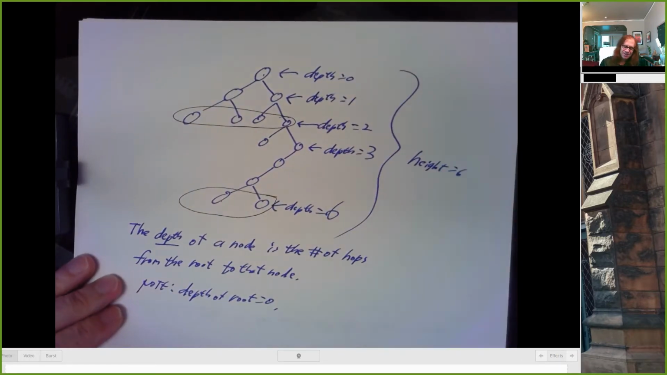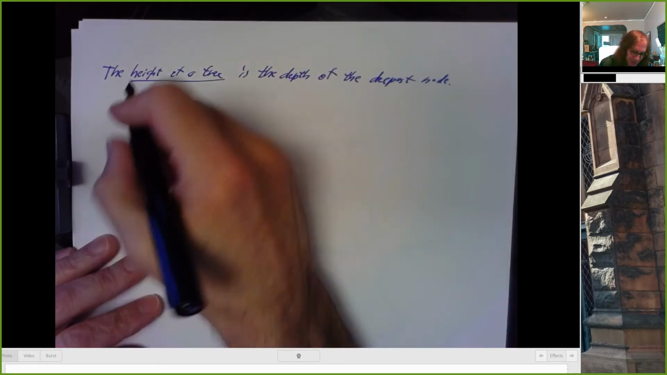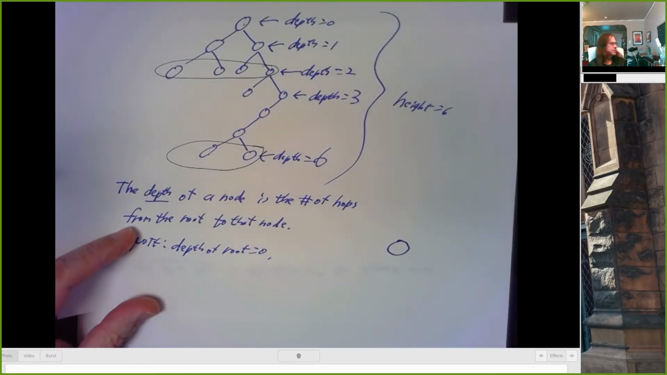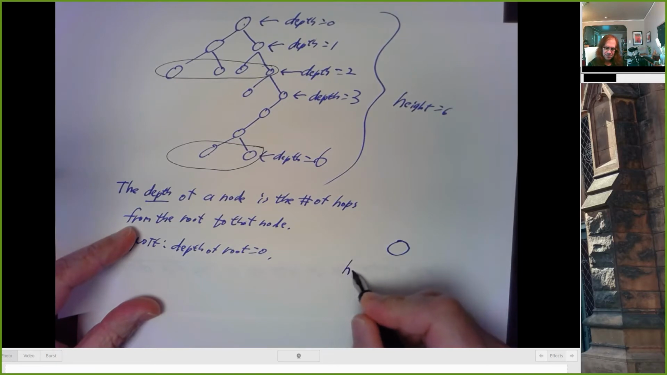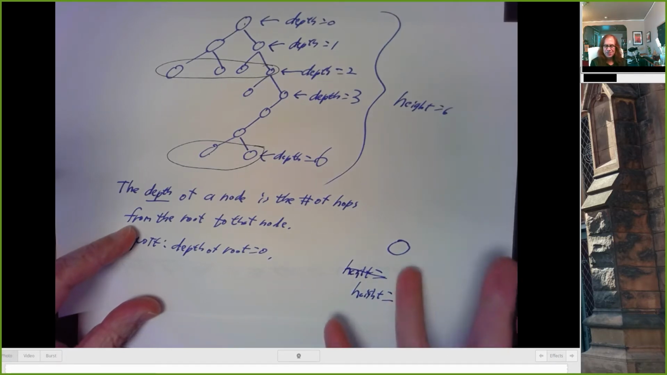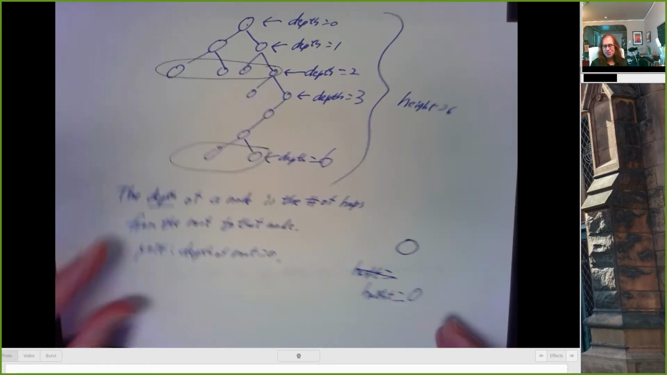Alright, so the height of the tree is the depth of the deepest node. And there's a special case here. If you had a tree that contained just a root, what would the height of that tree be? So a tree just containing a root node, what's the height? It's 0 because the deepest node is the root, which has a depth of 0. So the height of this tree is 0.